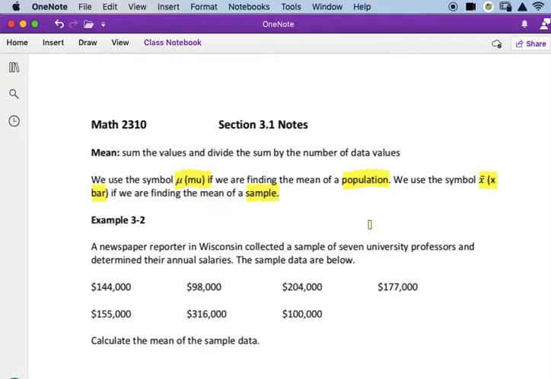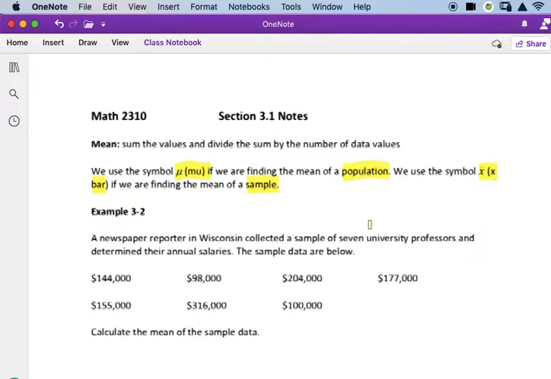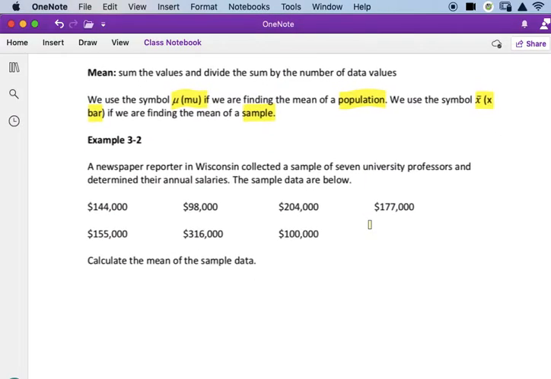So looking at example 3.2, we have a sample of 7 university professors, and we have their annual salaries, and here's the sample data. We want to calculate the mean of the sample data. Now I could do this by adding all the numbers and dividing by 7. I'm going to show you how to do it in Minitab.